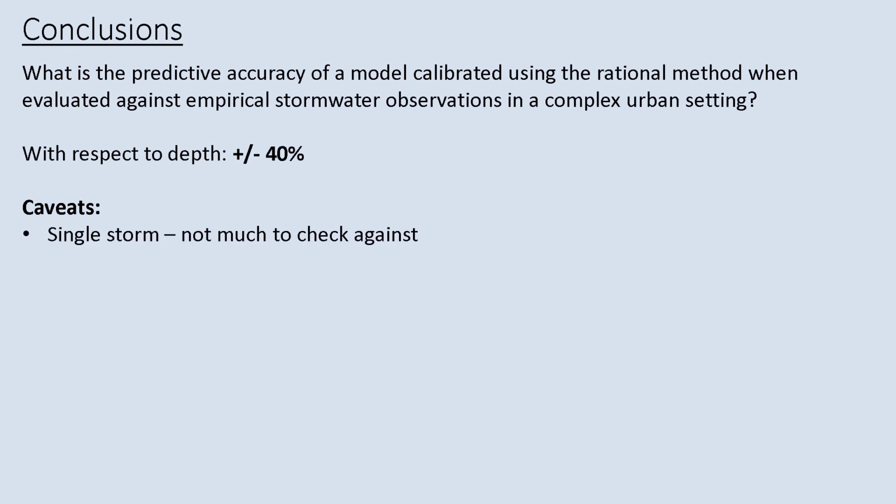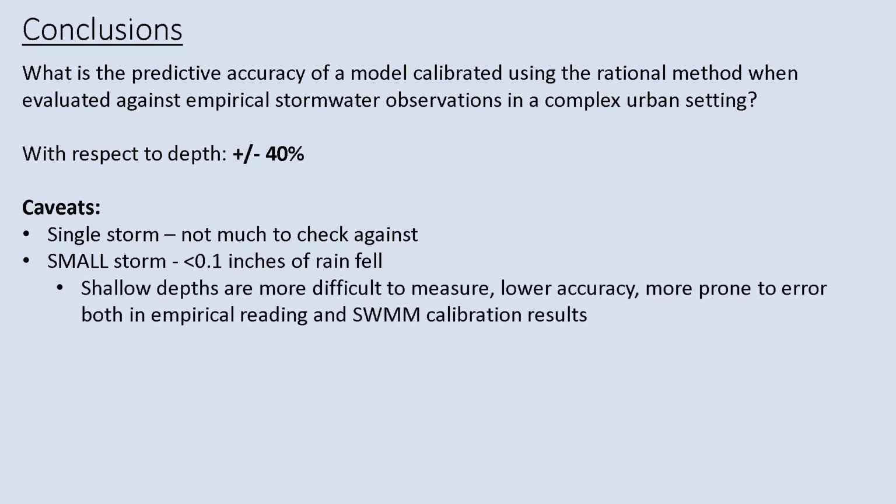Only one storm's worth of data was collected. Therefore, any outlying errors are amplified due to the inability to average across multiple storms of multiple sizes. The storm that was collected was very small, with less than 1/10 of an inch of rain falling within the day. This means that all measured depths were fairly shallow, and due to the nature of the precision of the sensors, measuring differences of very shallow depths is less accurate than deeper flow depths.